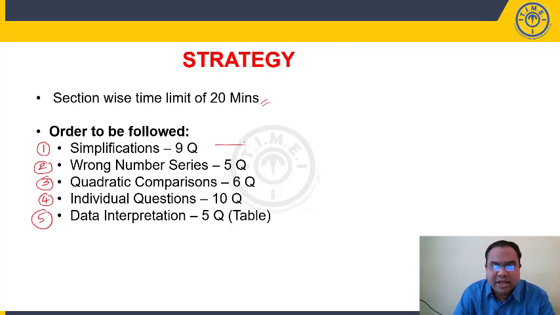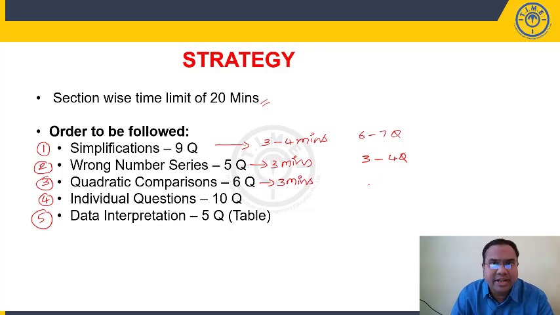Now, spend somewhere around 3 to 4 minutes on your simplification part, because there are only 9 questions, and you can easily score 6 to 7 questions. Then spend 3 minutes on number series. This is a wrong number series, and you can solve 3 to 4 questions easily. Then spend 3 minutes on quadratic comparisons. There are 6 questions, all the equations are easy, and you can answer about 4 to 5 questions here.